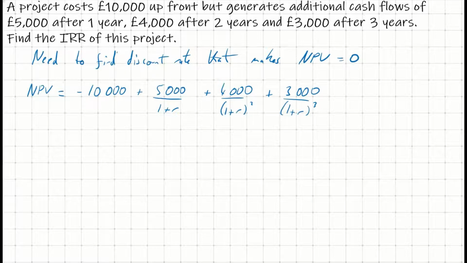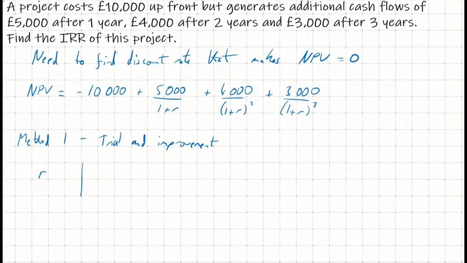Okay, now to find the IRR, we need to find the value of R that makes this NPV equal to 0. There's a couple of different ways to do this. The first way is trial and error. So let's just have a look at this method one. I say trial and improvement. All we're going to do is try different values of R in our NPV formula and find the one that gets the NPV to be closest to 0.